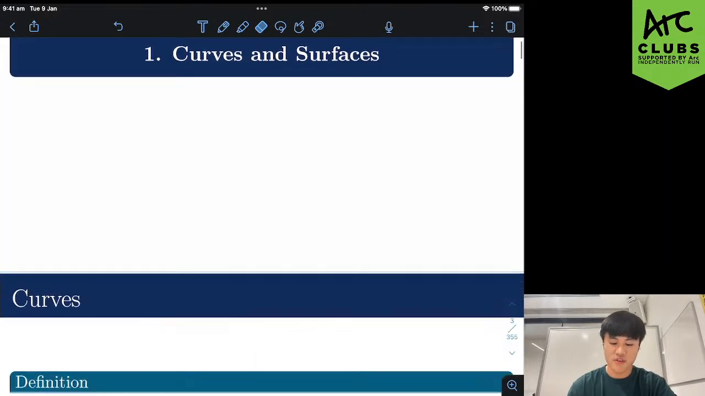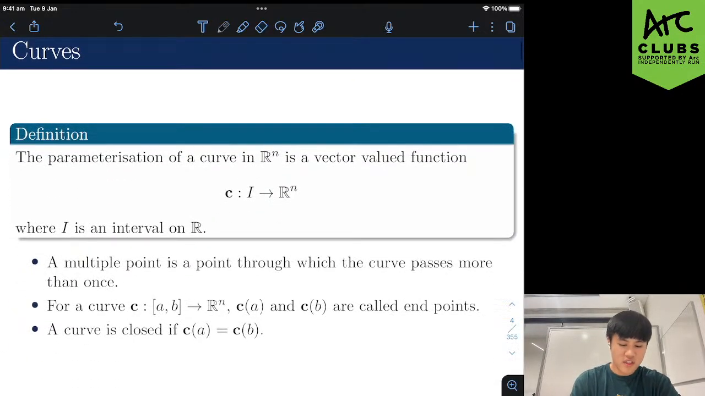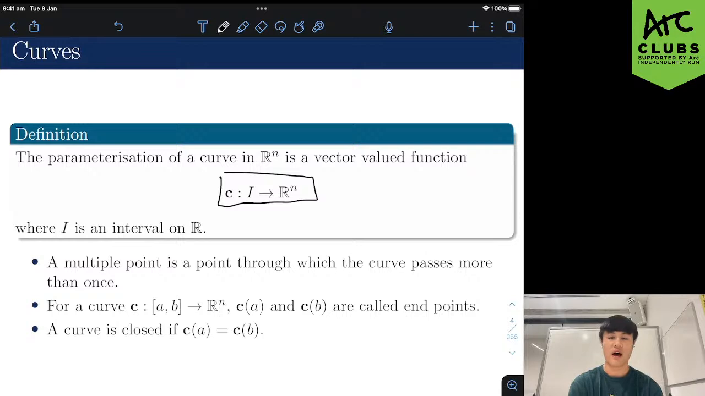Topic 1, curves and surfaces. Firstly, let's look at a couple of definitions. The parameterization of a curve in Rn is written like this. It goes from I to Rn, where I is some interval on R. By convention, you usually use A and B for the 2 endpoints, and it goes to Rn.